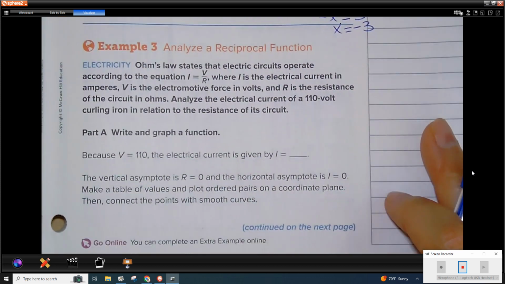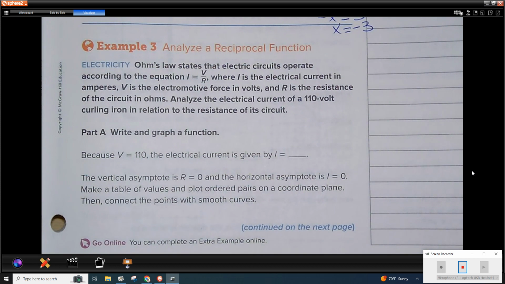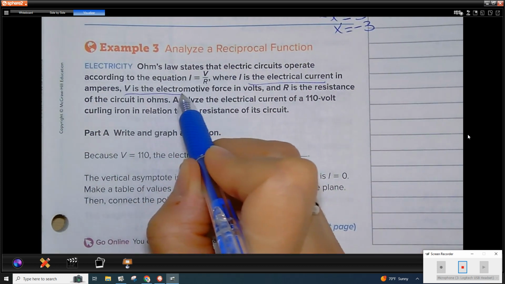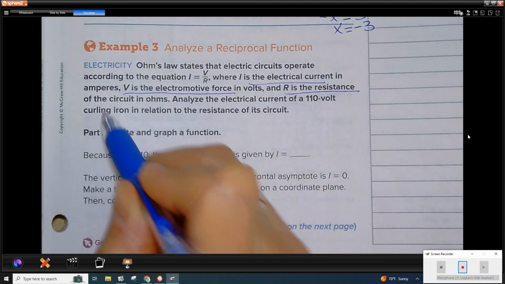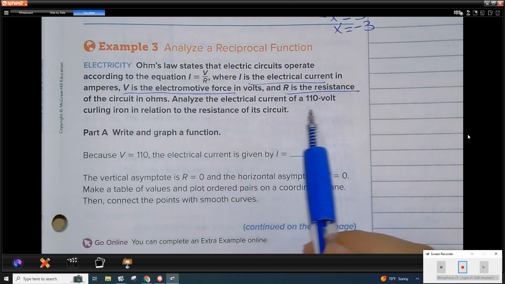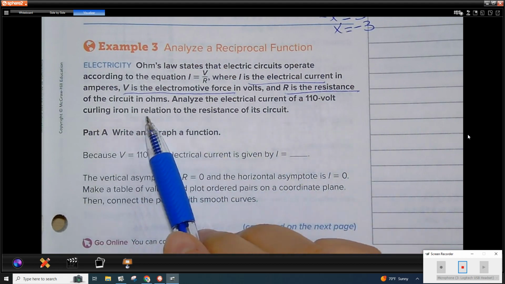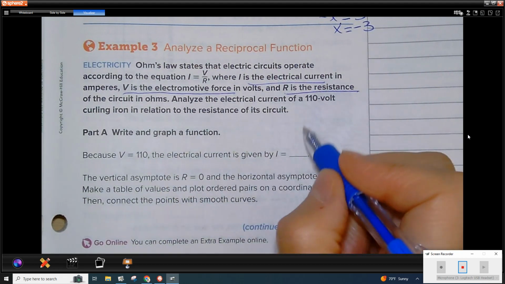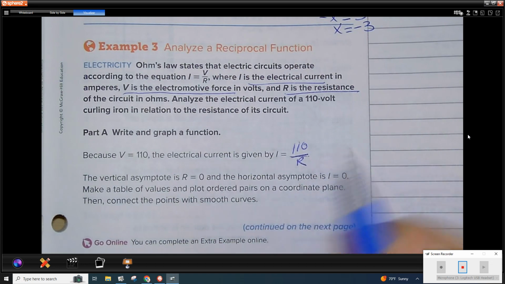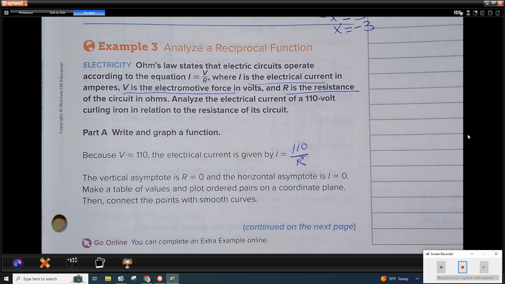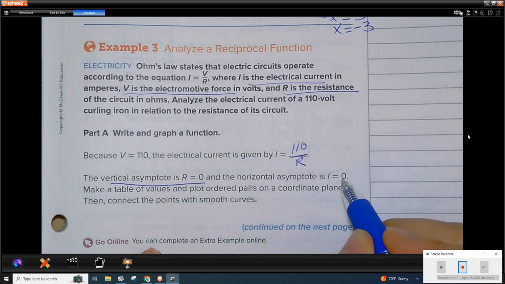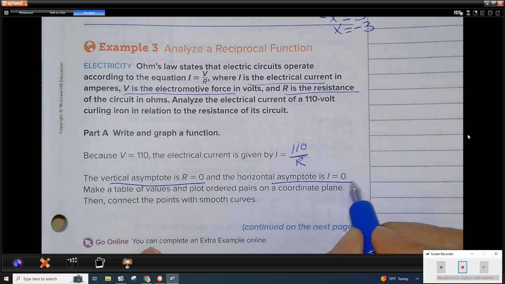All right, analyze a reciprocal function. Ohm's law states that electric currents operate according to the equation I equals V divided by R. I is electrical current, V is electromotive force, R is resistance. Analyze the circuit. Electrical current of 110 volt curling iron in relation to resistance of its circuit. Because V is 110, we give 110 over R. The vertical asymptote is R equals 0, because that's just like our x. The horizontal asymptote is I equal 0, because we don't have a k.